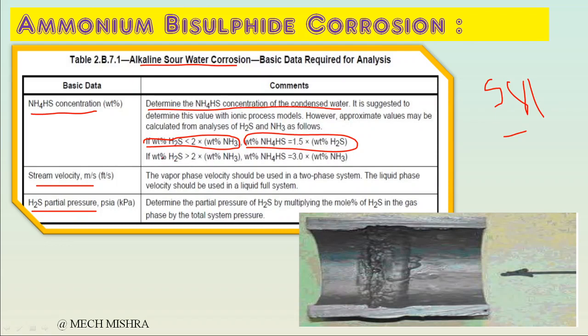If the weight percent of H2S is greater than 2 times that of ammonia, then the NH4HS concentration is 3 times the weight percent of ammonia. So basically, if H2S is less than 2 times ammonia, then in this formula you have to multiply the weight percent of H2S by 1.5. If H2S is greater than 2 times ammonia, then you have to use this formula to calculate the ammonium bisulfide percentage. Very important.